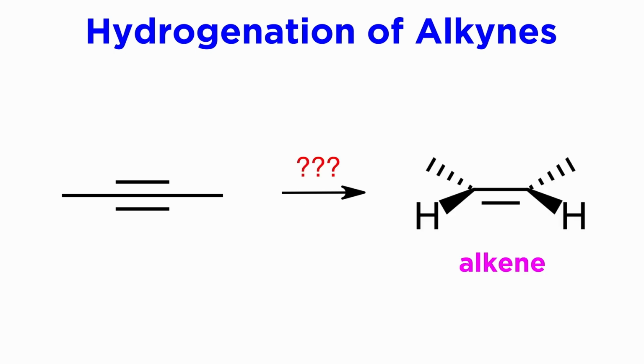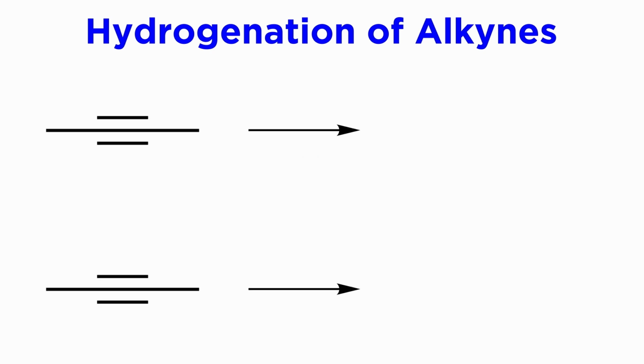But what if we want to stop at the alkene and not go all the way to the alkane? We will have to use another technique. In fact, there are two that we must learn. First, let's look at these reaction conditions. We have hydrogen and we have palladium metal that has been treated with something like calcium carbonate, which limits its ability to react such that it can only react with alkynes and not alkenes.